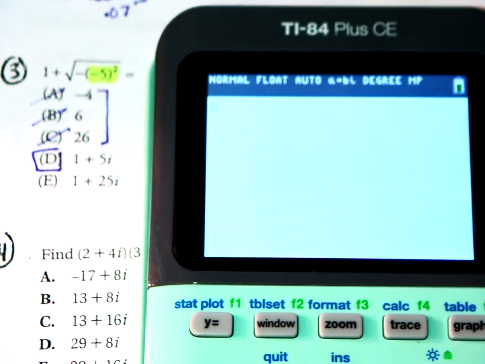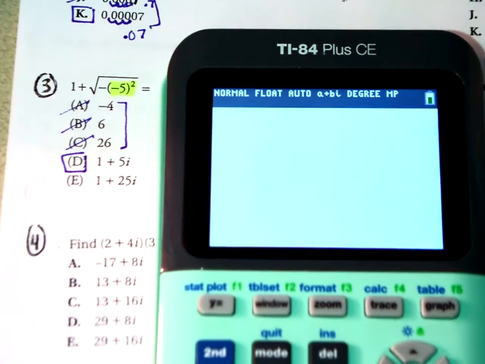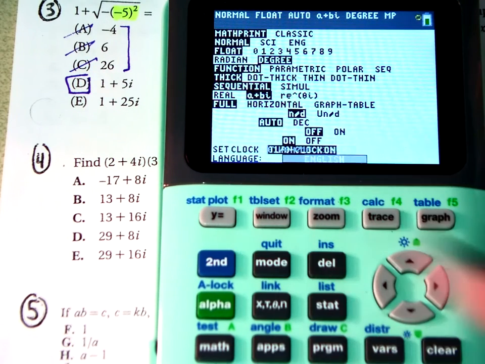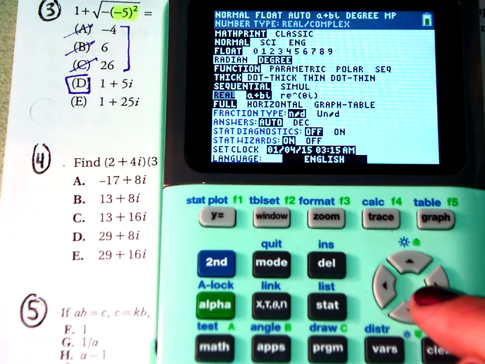So I want to teach you the tricks, and this is a TI-84 Plus CE. This one tells you that it's in imaginary mode, a plus bi, but let's say that I didn't know that and I wanted to put it in imaginary mode. What I'm going to do is press the mode button, and down here where it says real versus a plus bi, a plus bi is complex numbers.